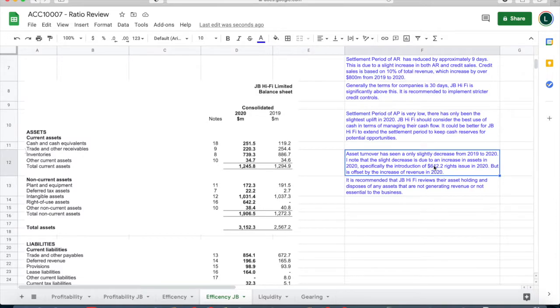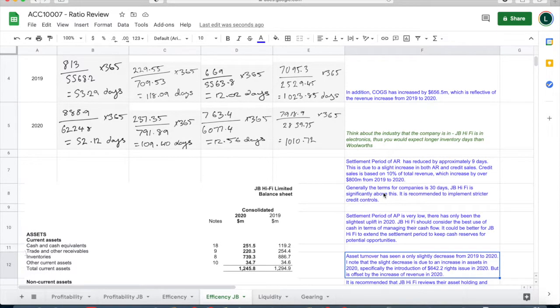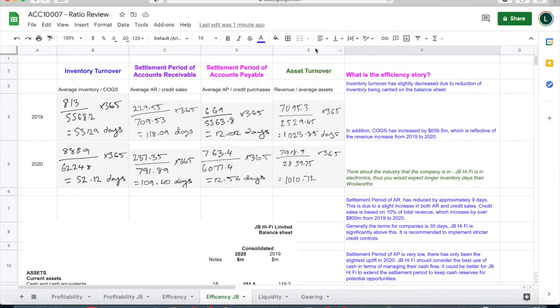But this is also offset by the increase in revenue for 2020. So we're not seeing a massive change, because that revenue portion up the top has also gone up quite significantly, as the assets have gone up. So it's recommended that JB Hi-Fi reviews their asset holdings and disposes of any assets that are not generating revenue or not essential to the business. So just getting rid of any assets that are just sitting idle. Maybe you can get cash for those, and then you would improve your asset turnover ratio.